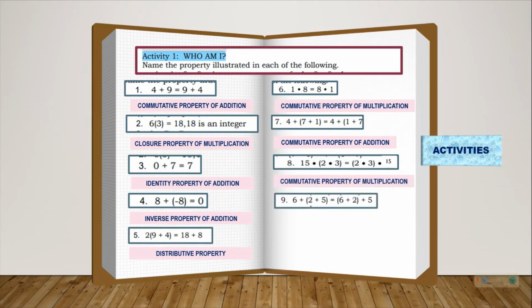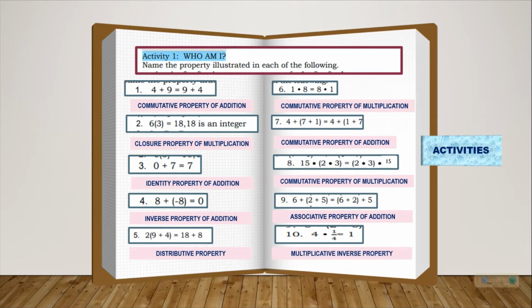Next, 6 plus quantity 2 plus 5, then quantity 6 plus 2 plus 5. So, nagpalit sila ng grupo, meaning that is associative property of addition. Then, 4 times 1/4 is equal to 1. So, that is multiplicative inverse property or inverse property of multiplication. So, multiply siya sa reciprocal niya. Tapos, nag-equal siya sa 1, that is inverse property.